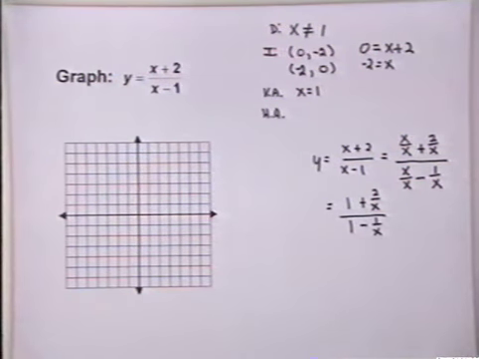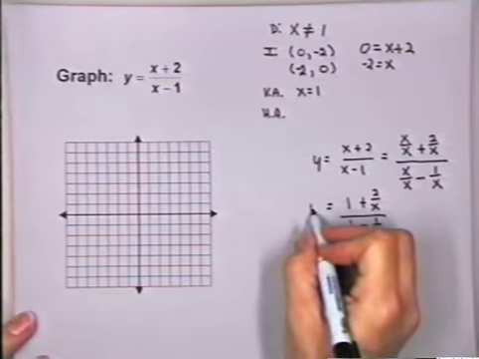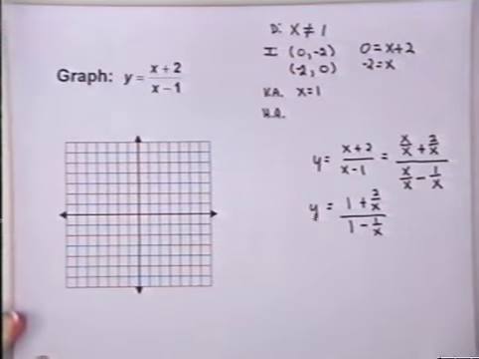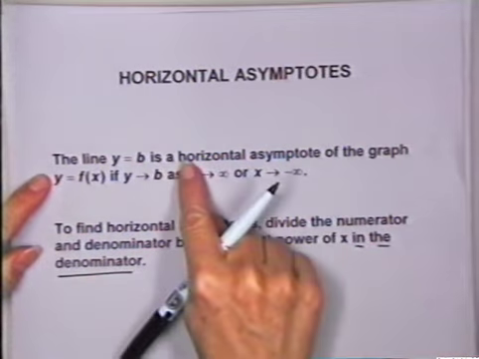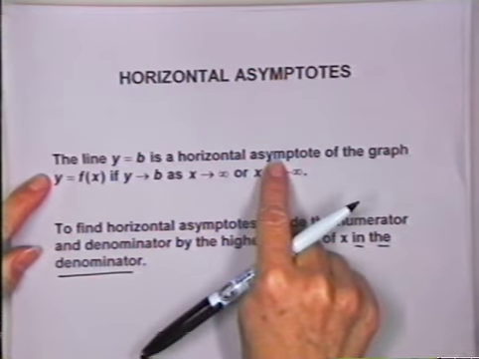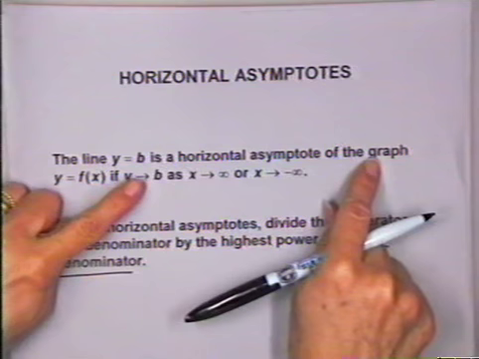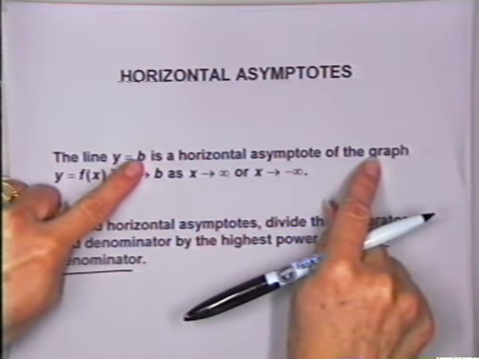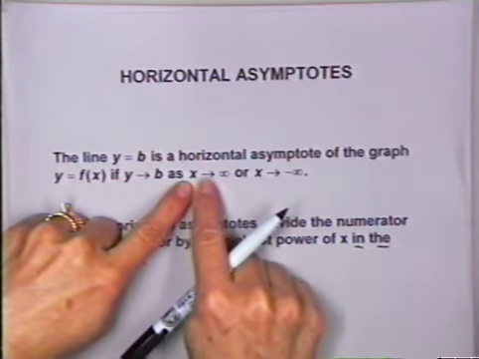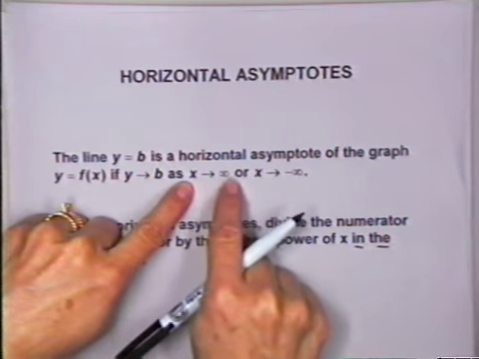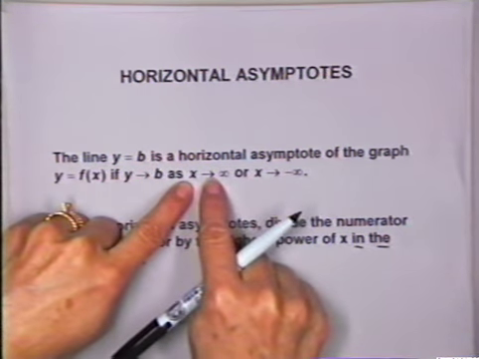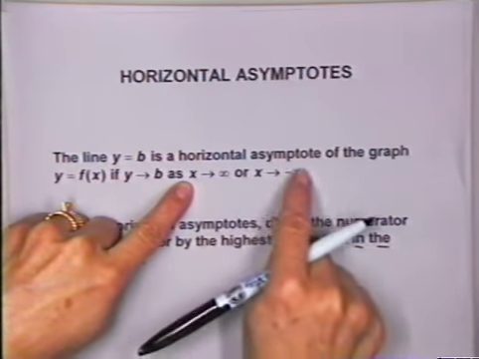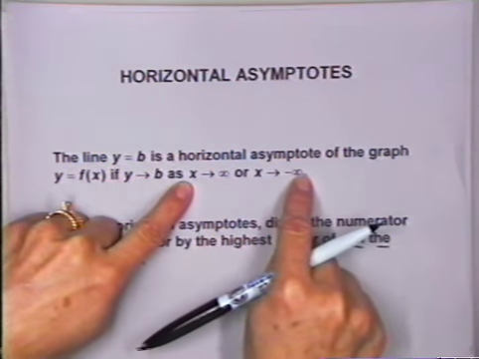Now, why did we do that, and how does that help us? You might be asking. Well, let's go back one more time to this definition. Remember, the horizontal asymptote occurs if we get a certain value that y is getting close to as x gets very, very big in absolute value, either very big positively or very big negatively.